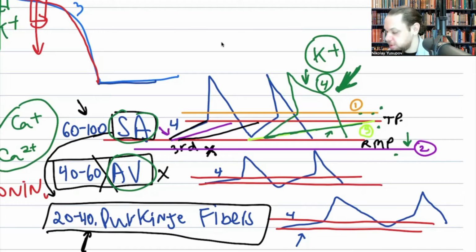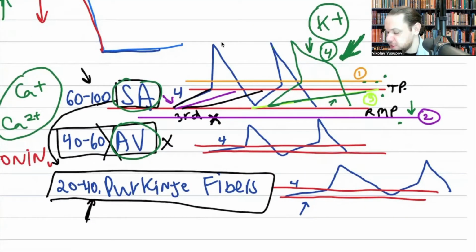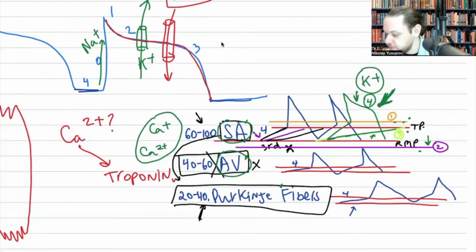Your cells that have this automaticity, well, automaticity means the ability of a cell to self-depolarize and have this action potential conducted, is the SA node, the AV node, and the Purkinje cells. And then, since we're on this topic, my question is, how do the atria and ventricles depolarize? They don't have the slope, right?